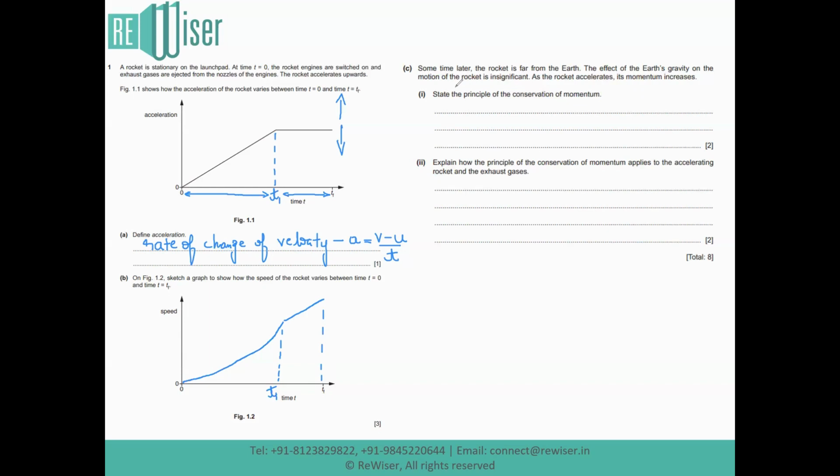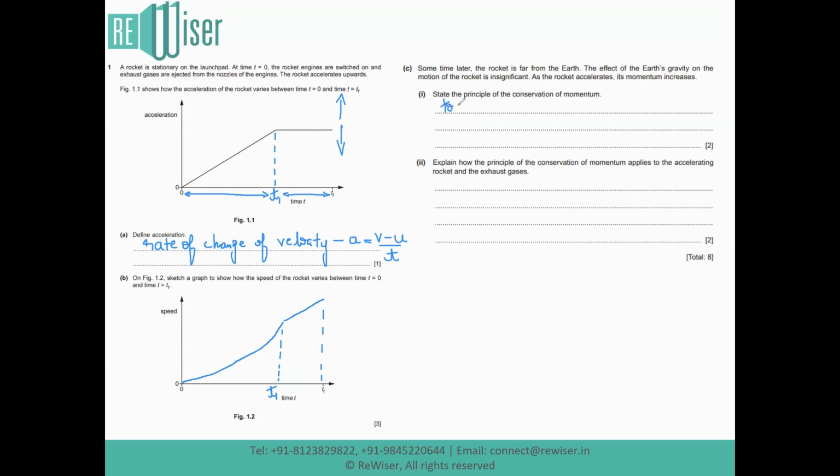Sometime later, the rocket is far from the Earth. The effect of Earth's gravity on the motion of the rocket is insignificant. As the rocket accelerates, its momentum increases. State the principle of conservation of momentum. The principle of conservation of momentum is as follows. The conservation of momentum says exactly this.